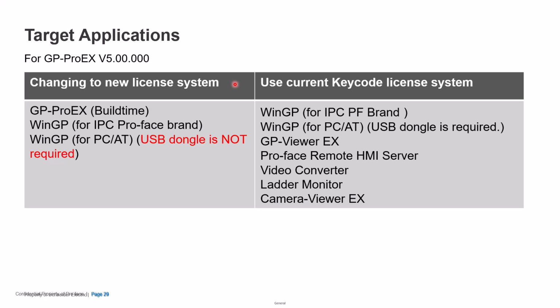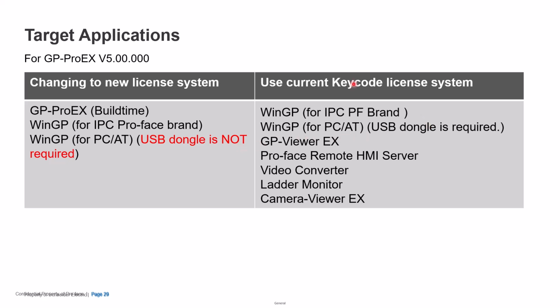Okay, so target applications for version 5. What's changing to the new license system? The GP Pro EX build time will be changing to the new licensing system. The WinGP for ProFace brand for IPC will be changing to the new license system. And then also the WinGP for third-party PCAT, meaning non-ProFace brand, you will now be able to use it with the HMI license manager, and so we will not need the USB dongle anymore if you license in that way.